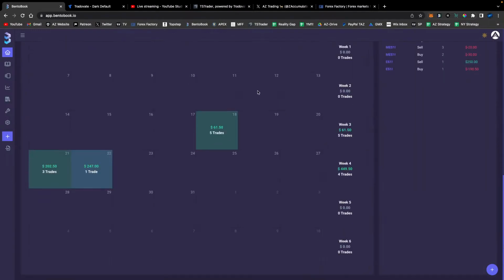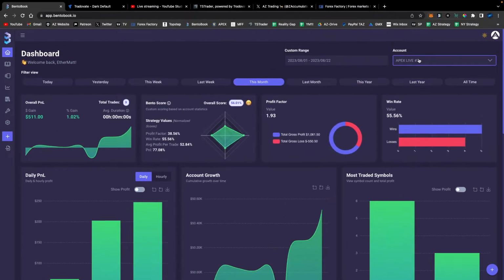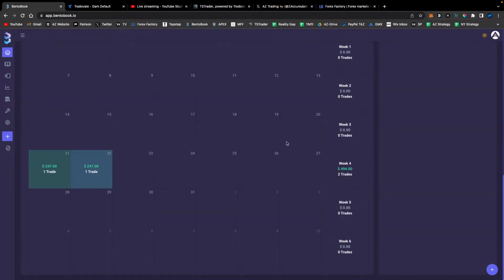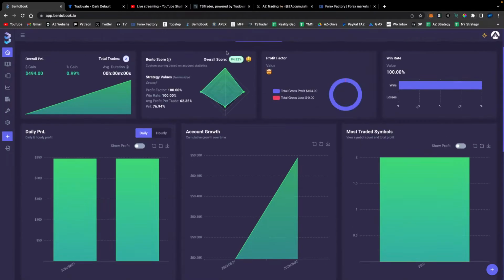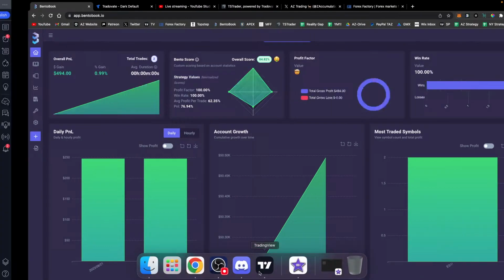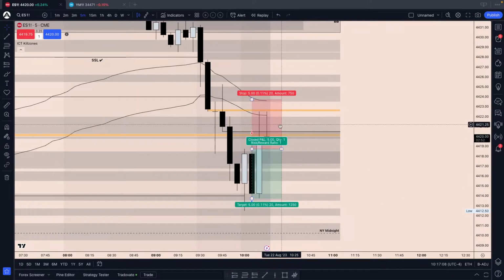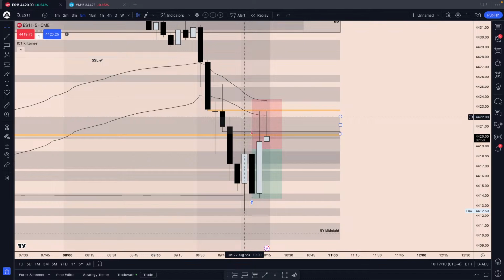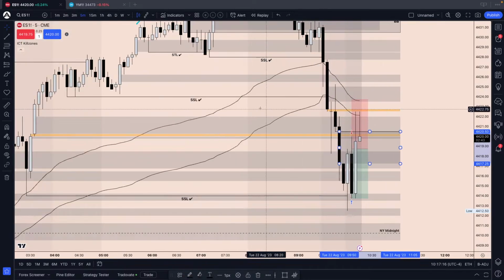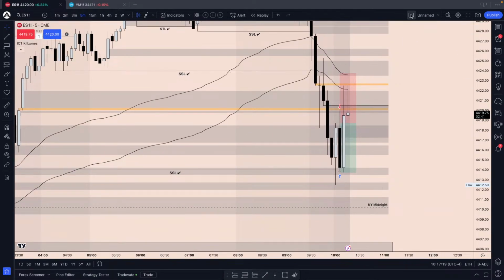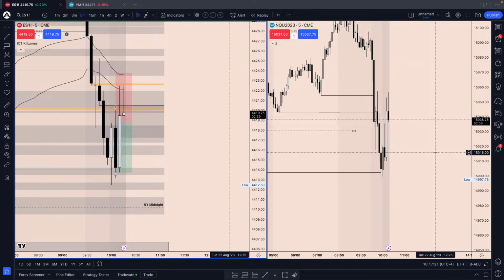Apex Live number 2. Apex Live number 3. Alright, so let's see what we're working with if we get that close above here. Yeah, so far we're still respecting this bearish fair value gap, and we've just been retesting these inversions. We could still continue lower.